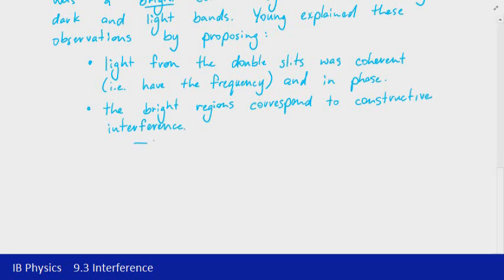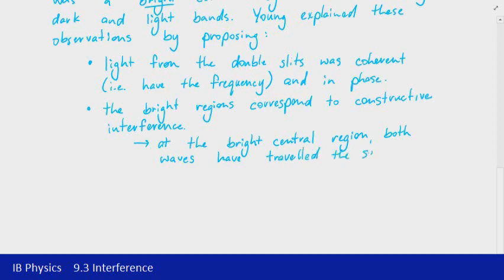And that means that if we think about the bright central region, the path that has been travelled by both waves would be equal. So the distance that they have both travelled is the same, and so they'll still be in phase. So they've both travelled the same distance, and so they're still in phase, and as a result constructive interference will occur.